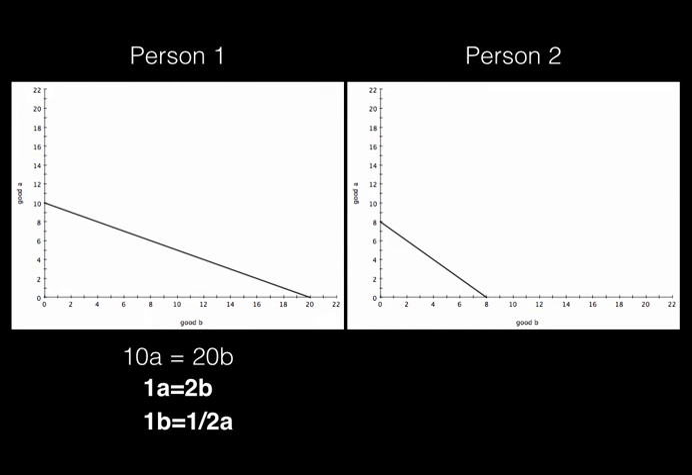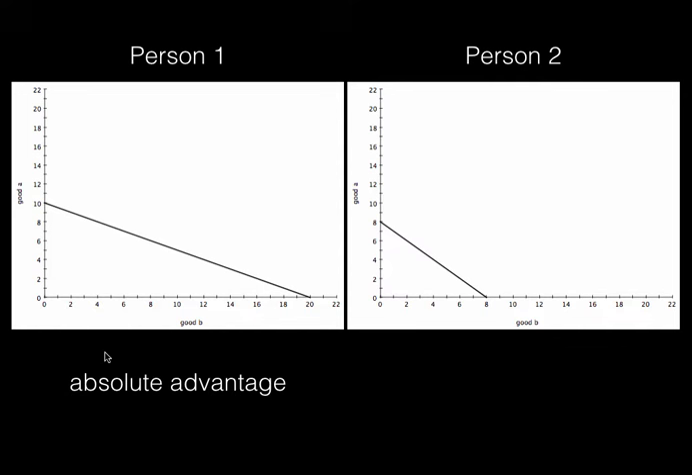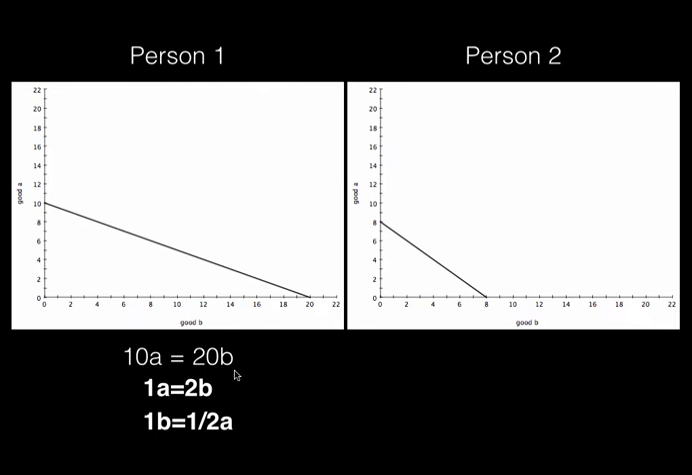So then what we want to do is get our opportunity costs. Notice that absolute advantage is not based on opportunity cost in terms of one good versus the other. Remember, there's only two goods here, so the opportunity cost of producing A is how much B you're giving up, and vice versa.